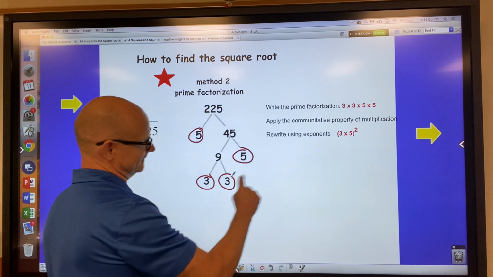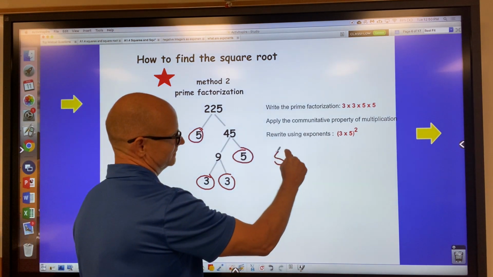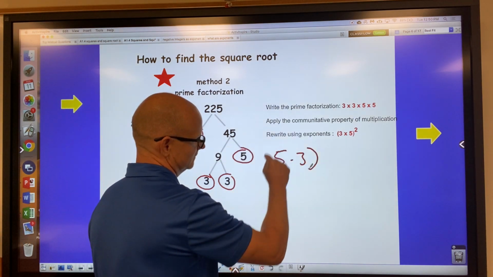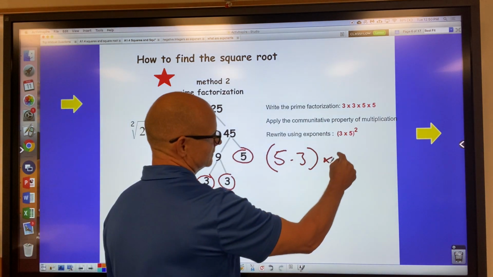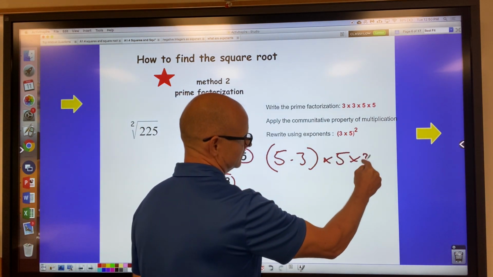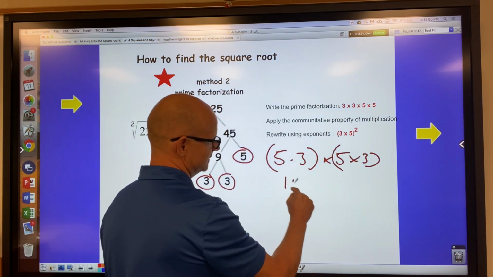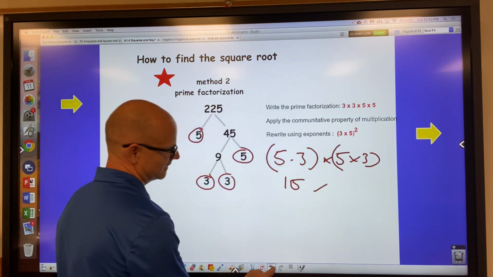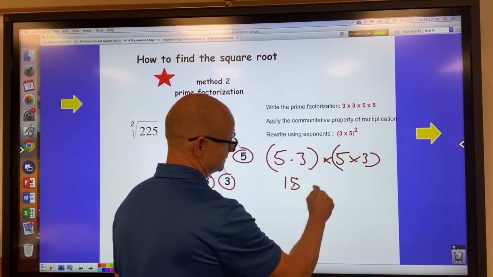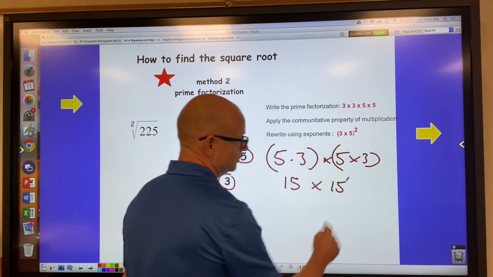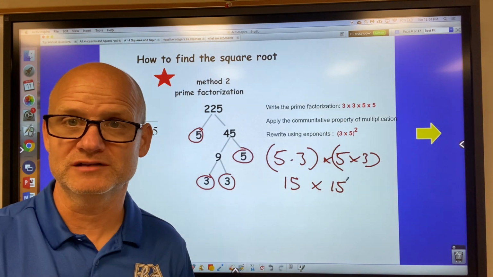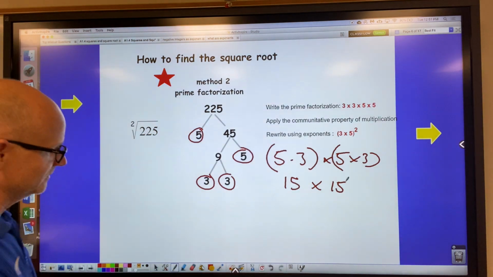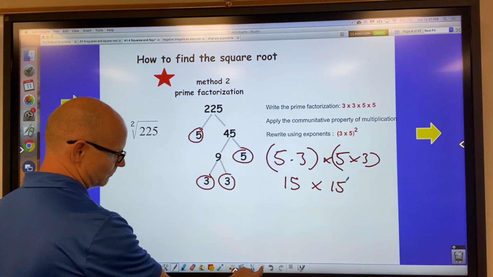So I can write this as 5 times 3, there's 5 and there's 3, times 5 times 3. Well, that's 15 times 15, which is the square root. 15 times 15 is 225. So let's just try that again. Let me show you again what I'm talking about here.